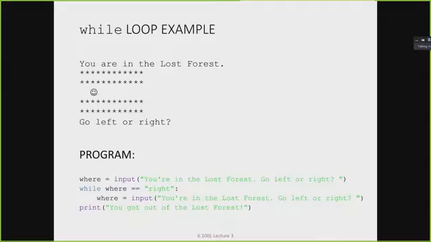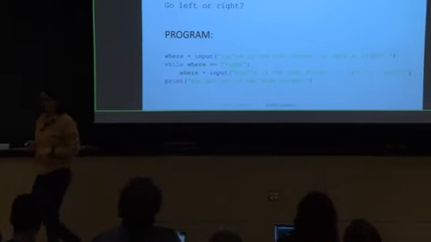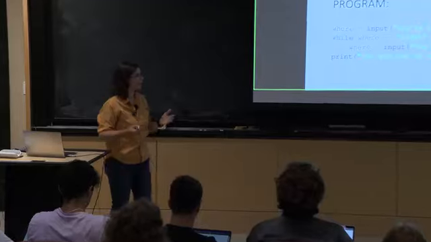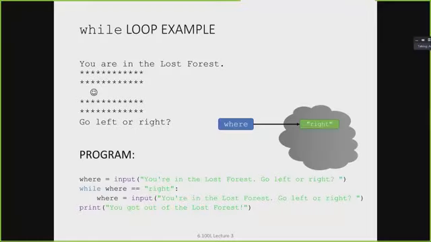So let's try to code up this Lost Woods program with just a while loop. Here we've got our question that we ask the user: do you want to go left or right? We're going to grab the user input as a string and save it in a variable called where. So whatever the user types in will be saved in the variable where. In computer memory, if the user types in right, that particular sequence of characters will be saved as the variable where.